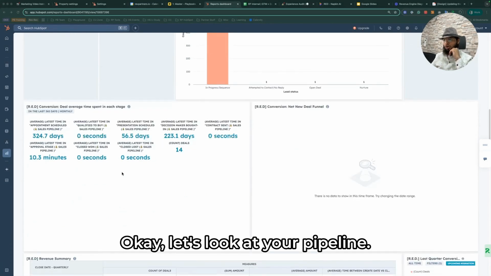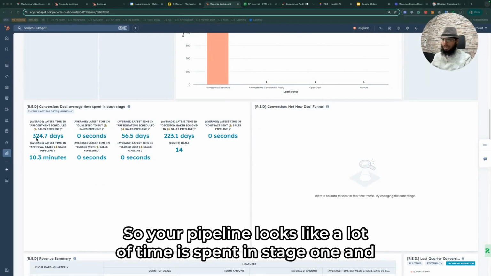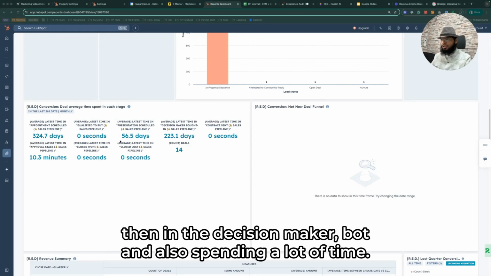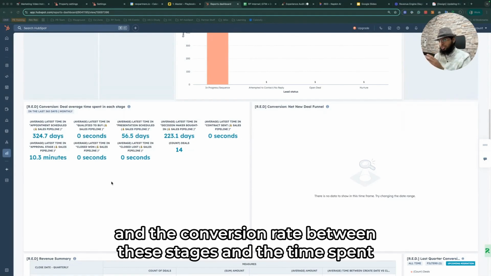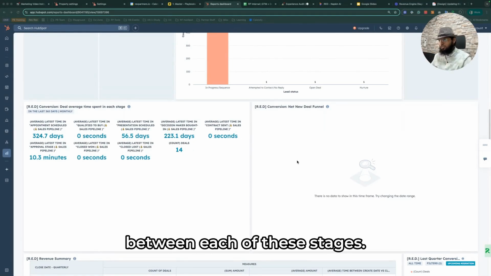Okay, let's look at your pipeline. Your pipeline looks like a lot of time is spent in stage 1, and then in the decision maker bought-in stage, it's also spending a lot of time. So we need to talk about how these are reflecting your real sales cycle, the conversion rate between the stages, and the time spent between each of the stages.